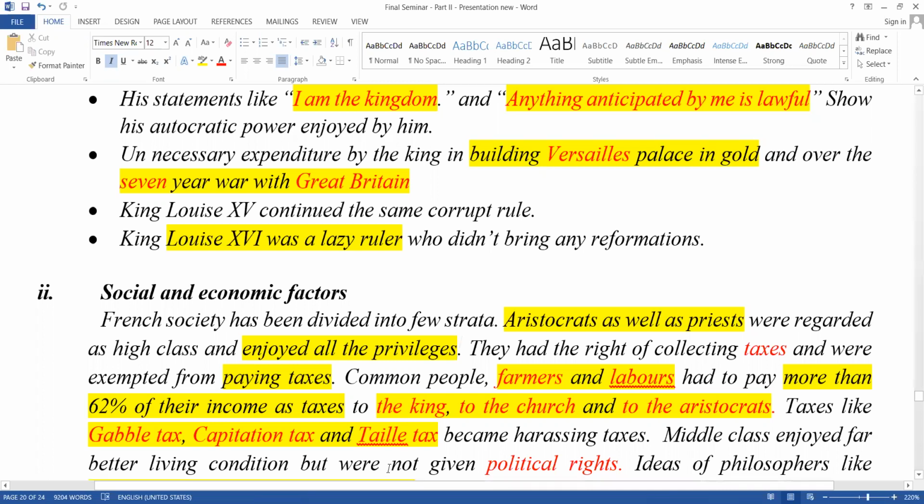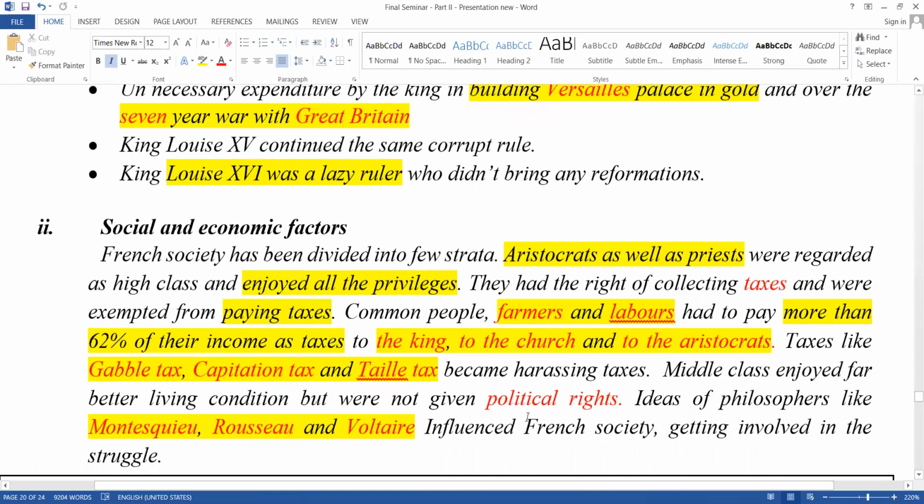The middle class was better off, but they did not have political rights. So the ideas of Montesquieu, Rousseau, and Voltaire also influenced French society and the French Revolution. Those are the social and economic factors. Earlier, we covered political factors, and now social and economic factors.